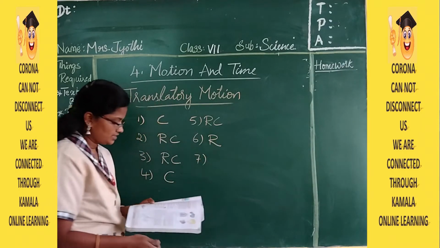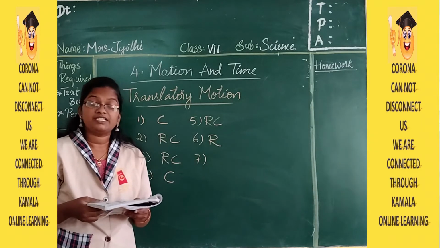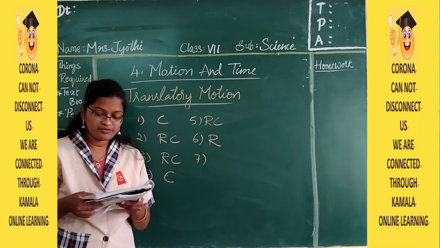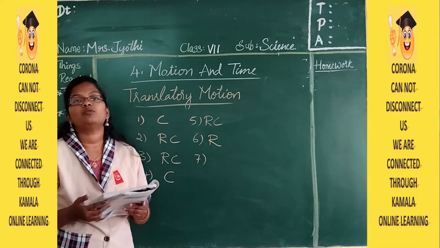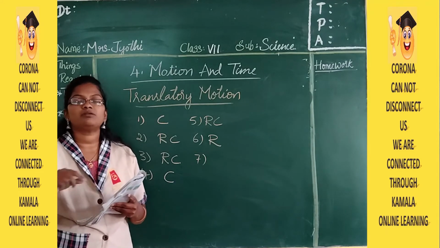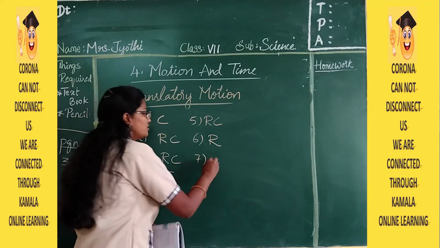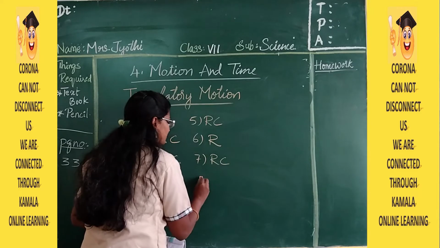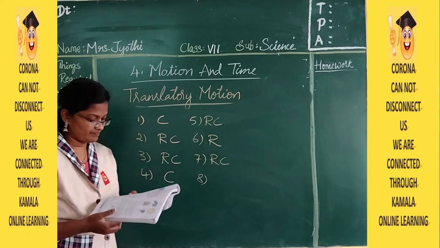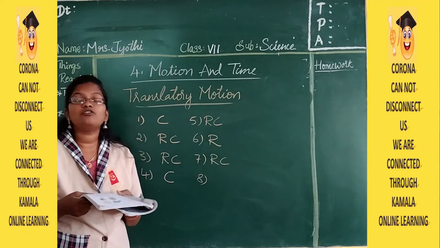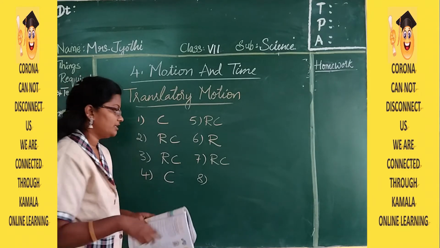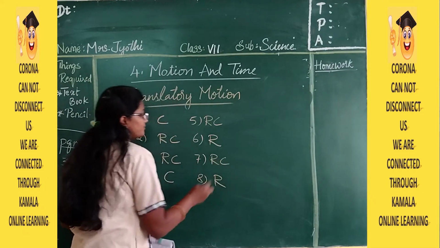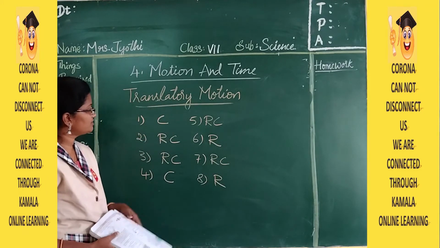The sixth one is R, rectilinear. Then seventh one, motion of the ball in a pinball. Sometimes it may be rotatory also. So R, C. Motion of a mango falling from a tree. It is rectilinear. R. So these are the answers.